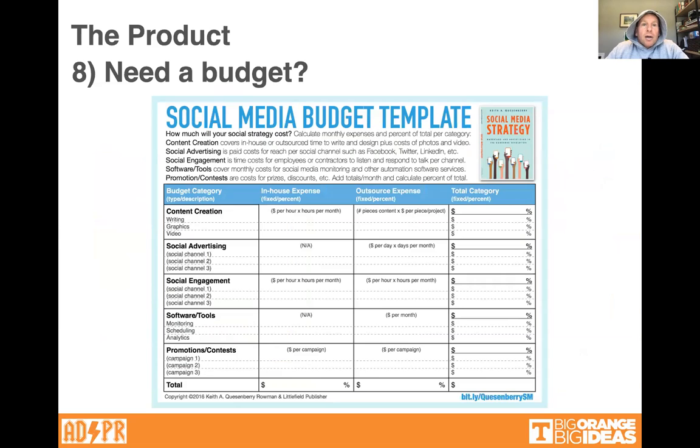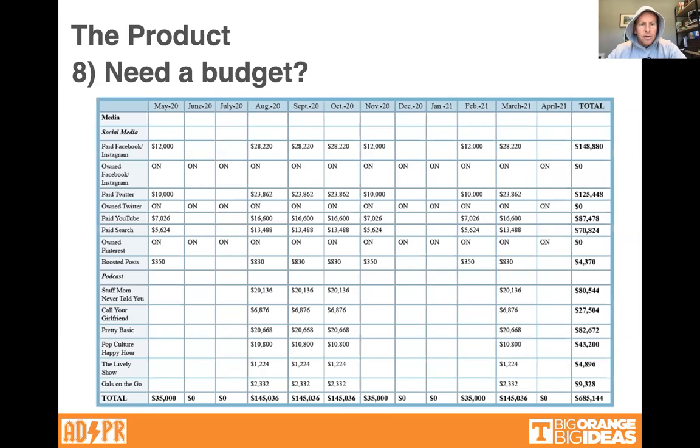A budget. Not all campaigns have the resources or the necessity to go with paid media. Sometimes it'll just be owned and earned. But this is a sample social media budget. You can see there's in-house, what can we do, outsource, what are we going to pay someone else to do. This is a hypothetical budget for a national brand, so that's why the numbers are really big on the bottom, but it goes by month.